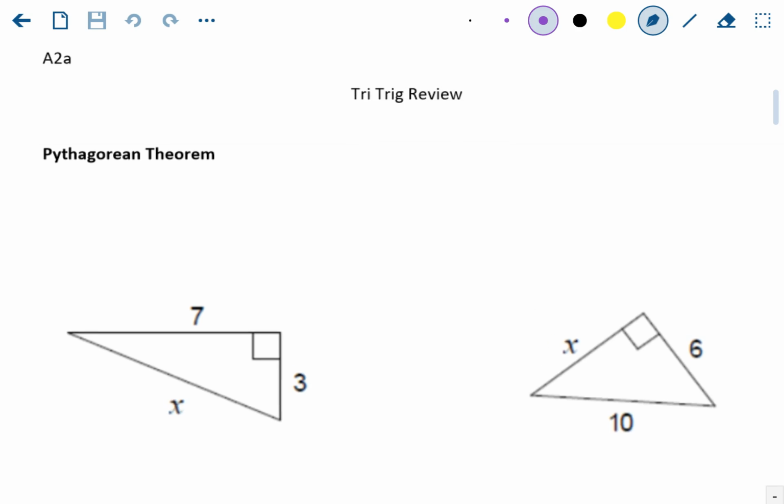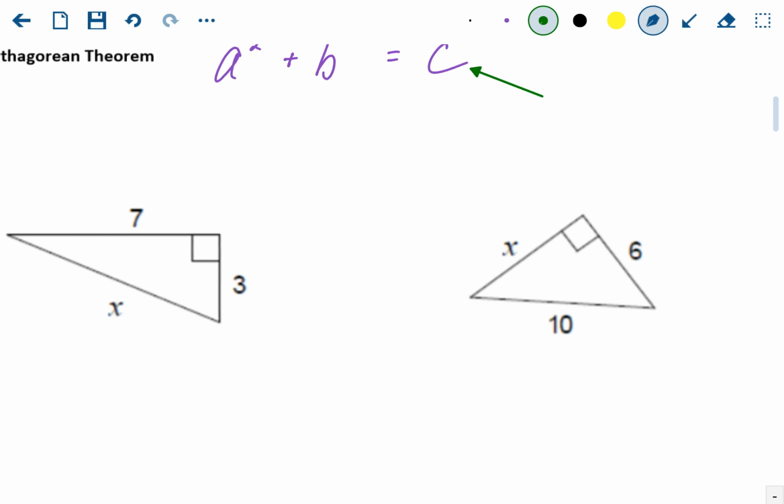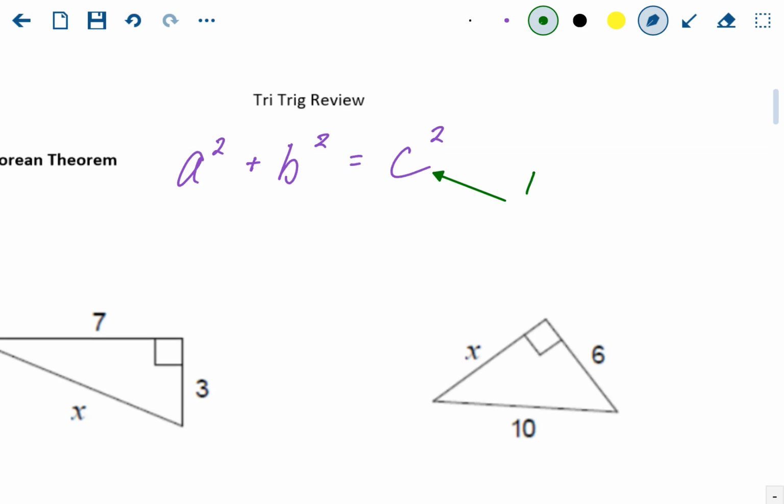The first thing I want you to recall is the Pythagorean Theorem. If you remember the formula for that, it's a squared plus b squared equals c squared. And each of those letters refers to a side of a triangle. Now the a and b sides don't really matter which one's which, but the c side has to be what's called the hypotenuse, or the longest side. And the longest side is always going to be across from the right angle. All right, so c is always called the hypotenuse.